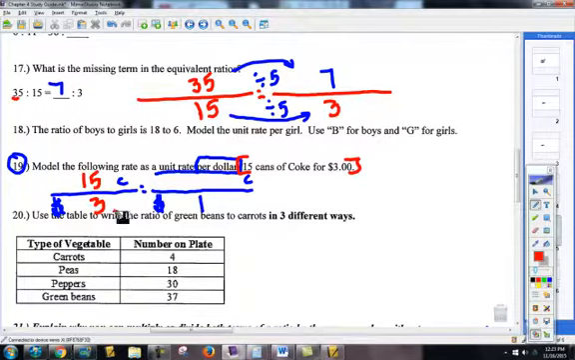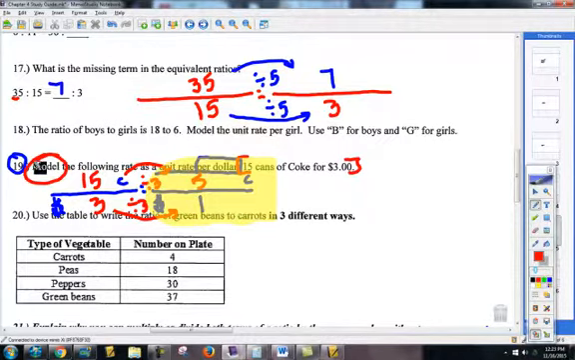What am I doing to my number of dollars? Yep. Divide by 3. Dividing them by 3. So what do I got to do here? Divide by 3. So is that the unit rate, guys? Is that the unit rate? Yes? Is that the answer to the question though? That word right there. Remember? Model. So this is the one where you have to just kind of draw it.